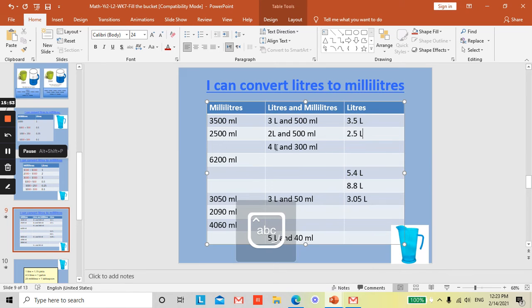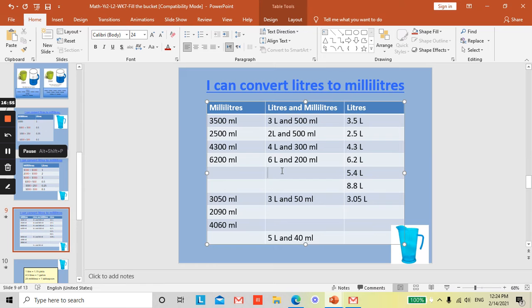2.5 liters. We have 4 liters and 300 milliliters. It's going to be 4,300 milliliters. 4,300 milliliters into liters is going to be 4.3 liters. We have 6,200 milliliters. We are going to have 6 liters and 200 milliliters. 6,200 milliliters is the same as 6.2 liters.